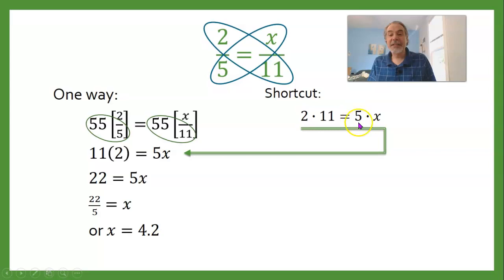Notice that's the same thing we ended up with over here. The reason this works is because we can multiply both sides of the equation by the common denominator, and then the denominators divide out, and that's what we get. But anytime you have this situation where it's just one fraction equals another, probably the quickest way to take care of that is just to multiply across like this.